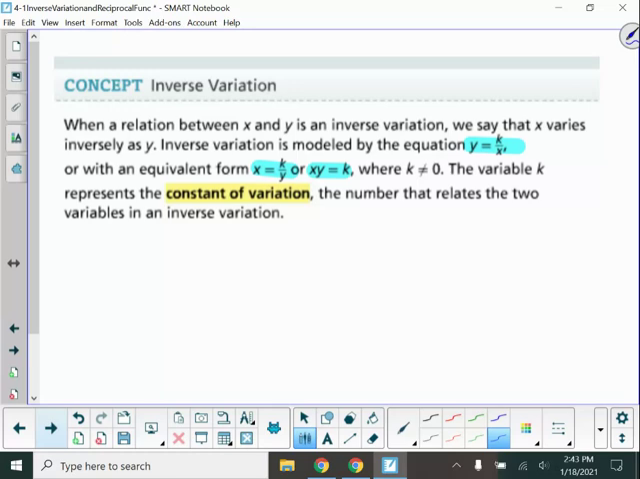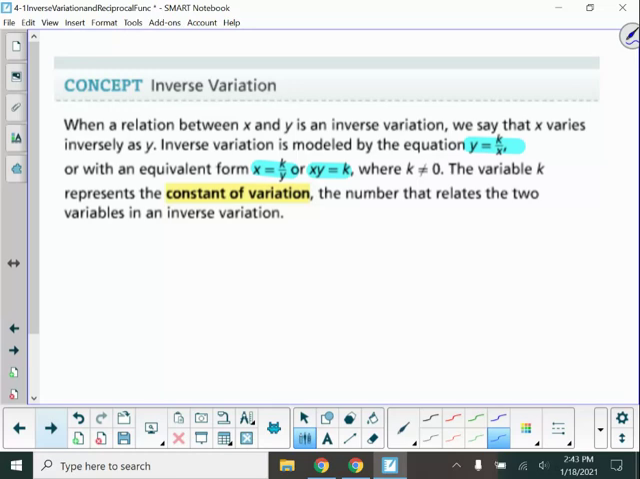So here's your concept for inverse variation. When you do have that relation between x and y, we can say x varies inversely as y. There are 3 different equations you can use to model this, highlighted in blue. You can have y equals k over x, where k is your constant of variation, x equals k over y, or xy equals k. All 3 of those are acceptable for an equation to model an inverse variation.